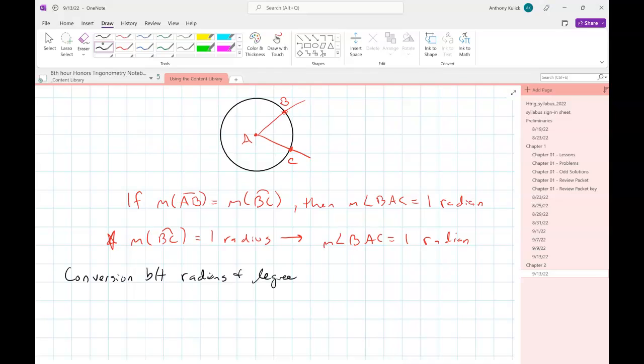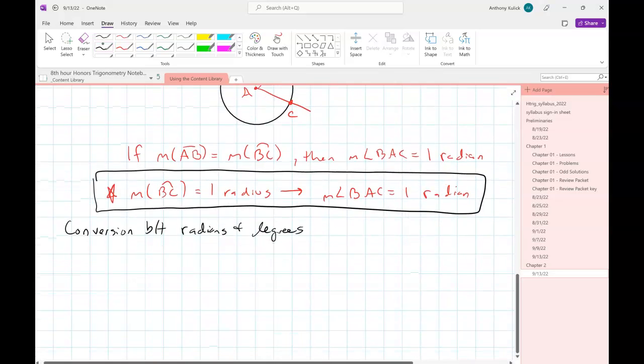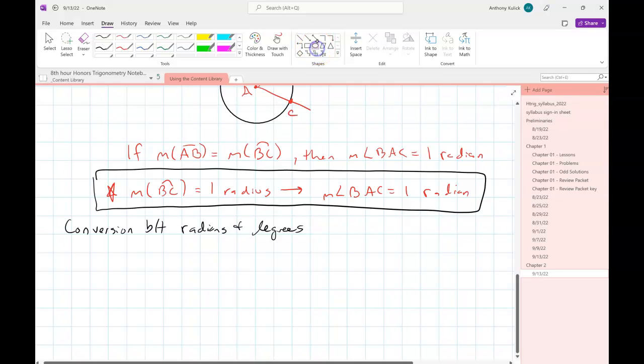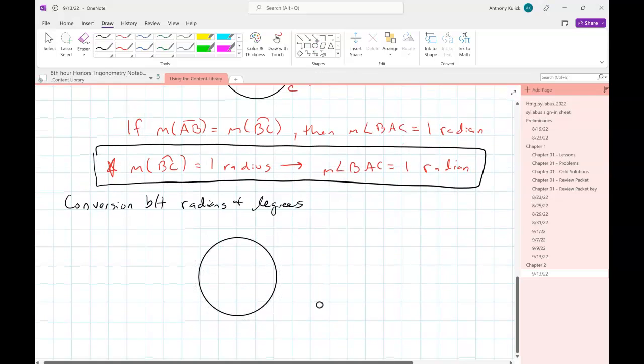Okay. So we have this notion that if the arc length is 1 radius long, then the angle measure is 1 radian, right? So we're going to use that, along with another example.